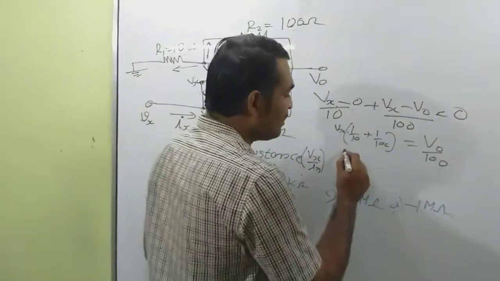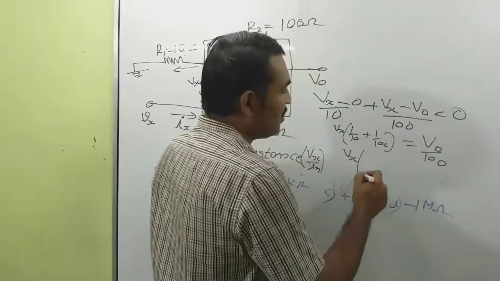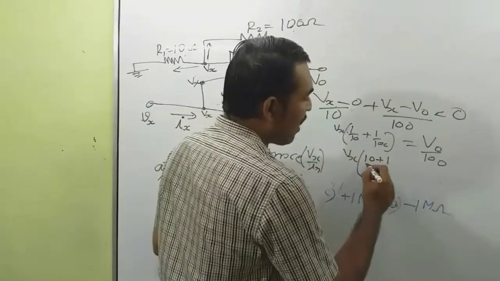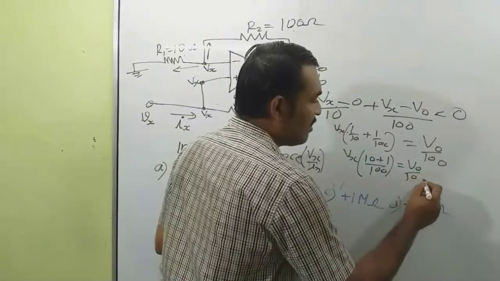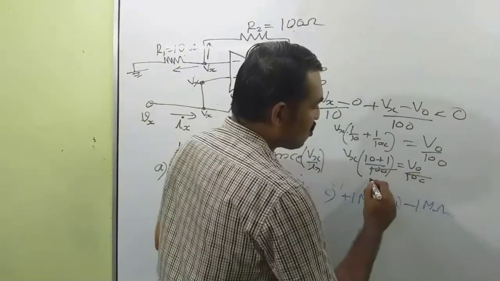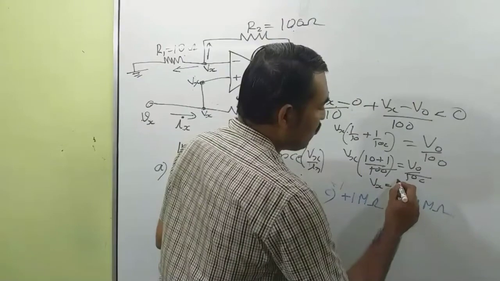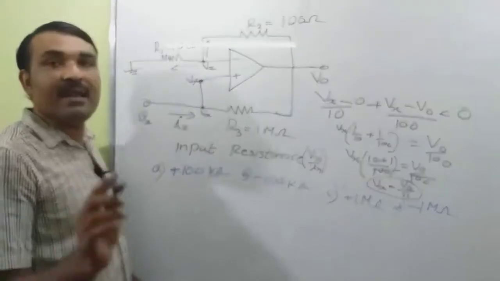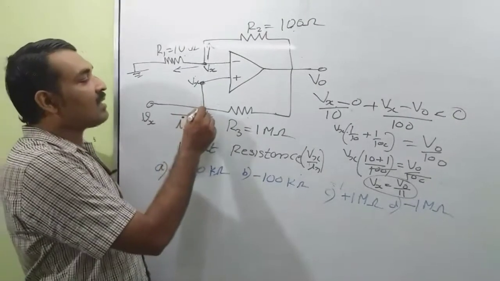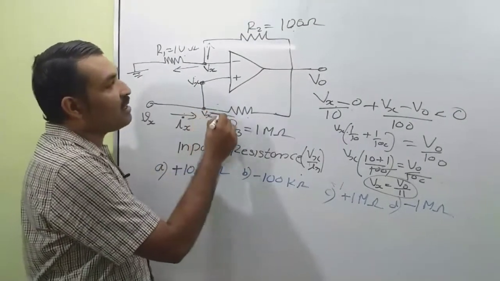Take the LCM, this becomes Vx into (10 plus 1) by 100 is equal to V0 by 100. The 100 and 100 cancel. So Vx is equal to V0 divided by 11. Okay. Now similarly, the current in this branch, this current will go in this direction.